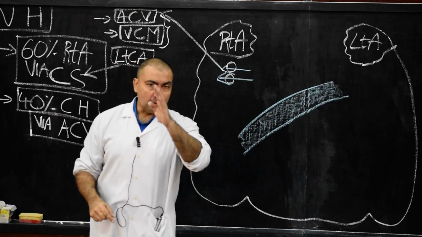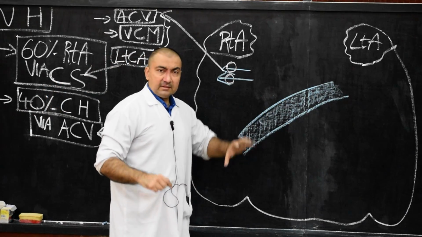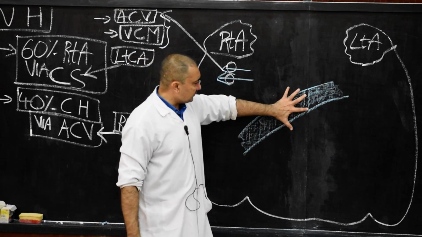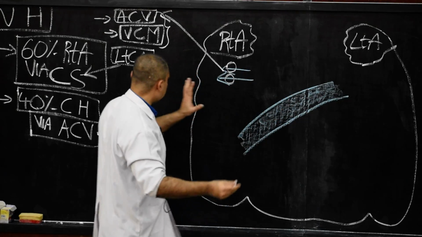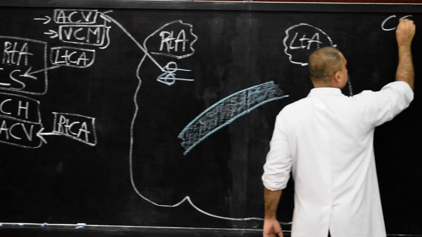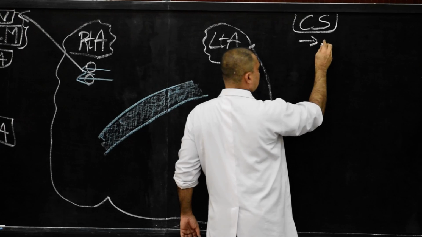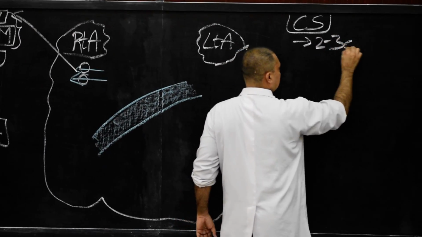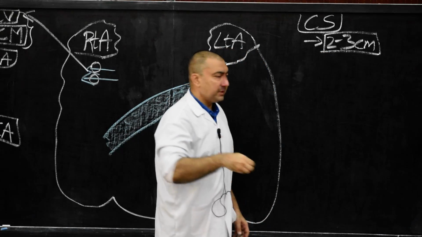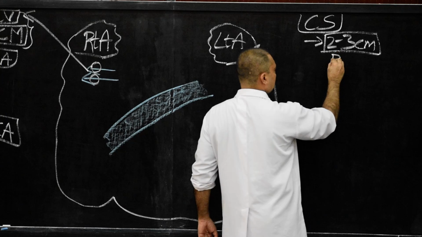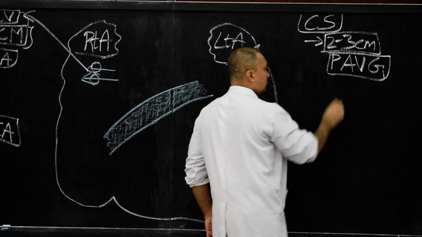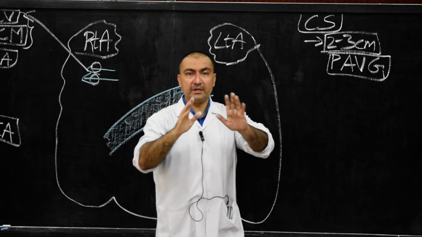So now, coronary sinus: what is the definition and situation of the coronary sinus? That is the first point. I will keep on writing on one side, so please come on this side. In the definition, it is around a 2 to 3 centimeter venous channel. Where is it situated? In the posterior part of the atrioventricular groove.